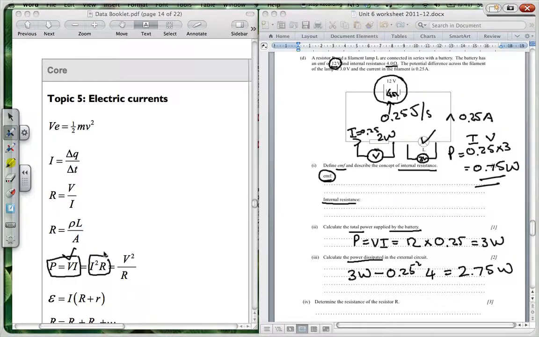So we can use our formula here again. Power is equal to I squared R to work out the resistance. So we're going to get 2 watts is equal to I squared, so it's 0.25 squared times R. So obviously I'm going to divide that 2 by that 0.25 squared, so I get R equals, and it should be 32 ohms. There's a number of different ways of doing that. That's just one of the ways.